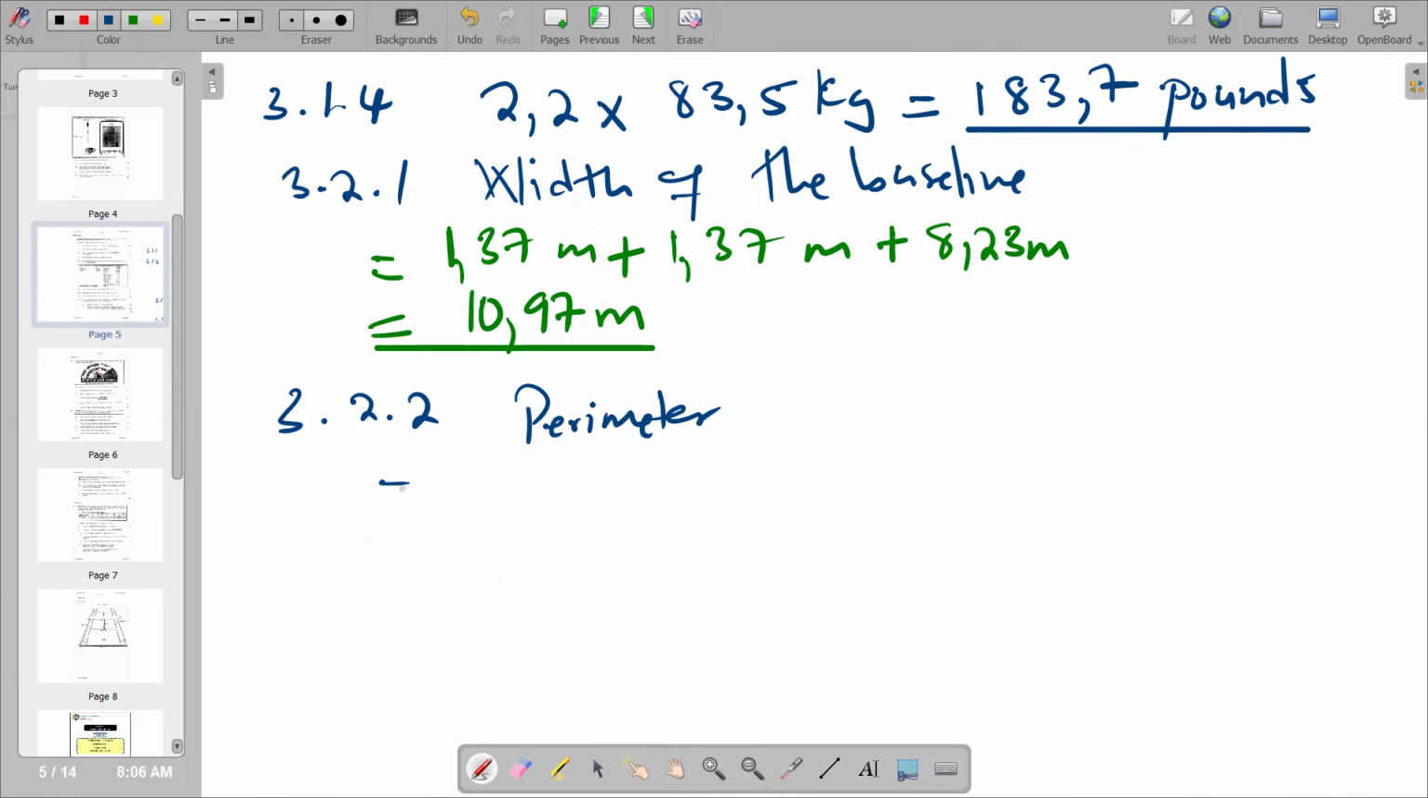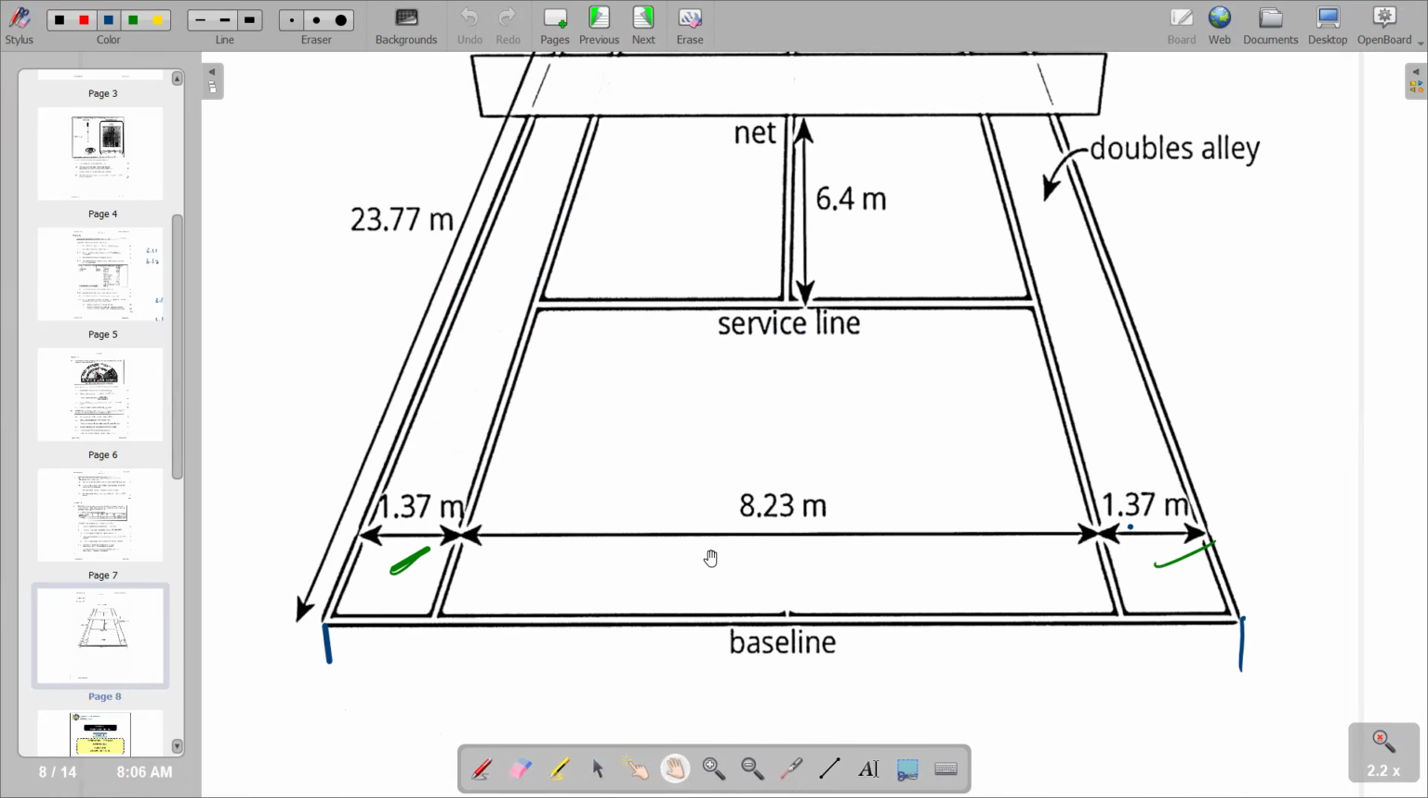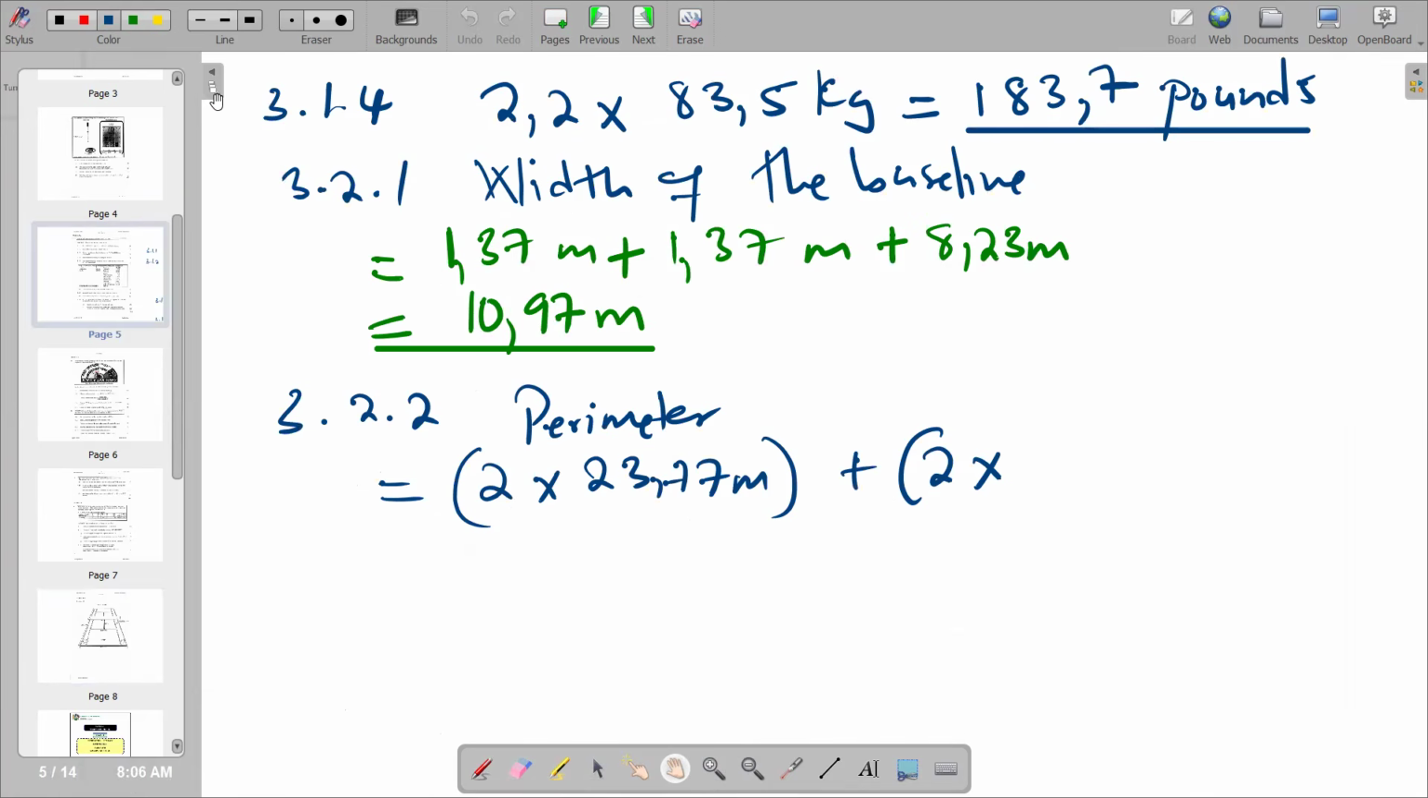So we are going to say perimeter equal to 2 times 23.77. We have to see the width. Remember, we calculated the width, and we got 10.97. We added 1.37 plus 8.23 plus 1.37, and then we got 10.97. So we are going to multiply by 10.97. And we calculate to see that we're going to get an answer of 69.48 meters.